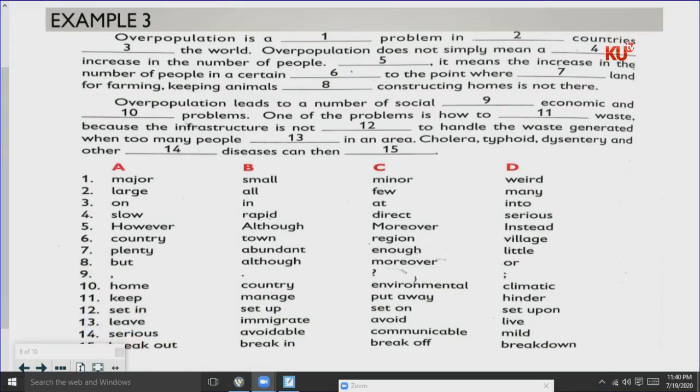Then it continues saying, overpopulation leads to a number of social dash, economic and dash problems. One of the problems is how to dash waste, because the infrastructure is not dash to handle the waste generated when too many people dash in an area. Cholera, typhoid, dysentery, and other dash diseases can then dash. So it's about overpopulation, a cloze test that you're supposed to fill. Let's try and answer that one, then I wind up my lesson.